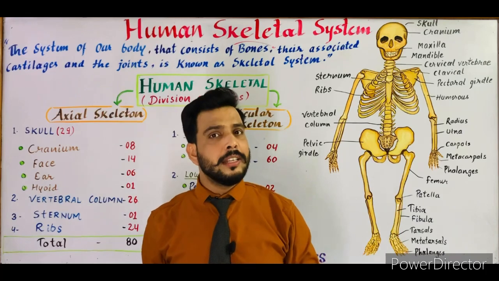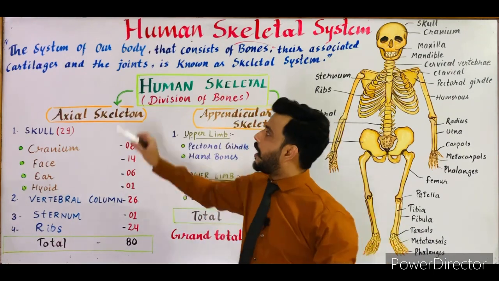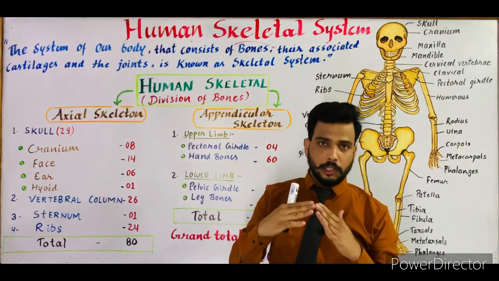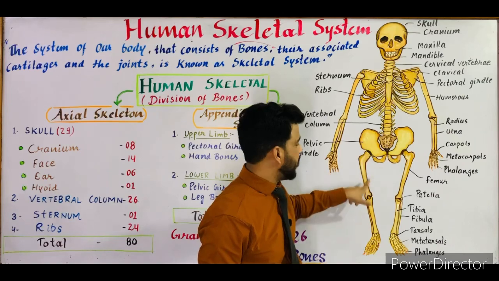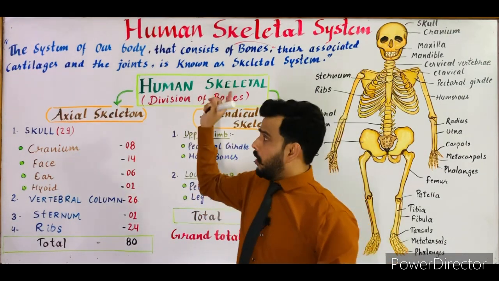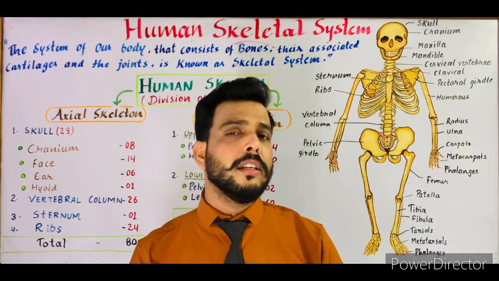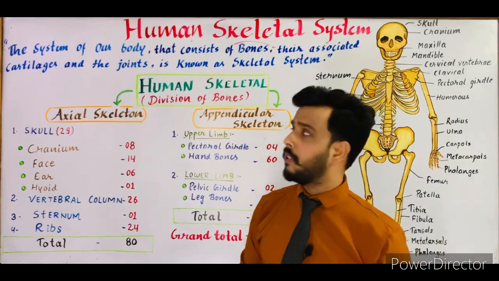Now what is the cartilage? Cartilage is a structure which joins two different bones. So the bones, the cartilage and their joints. There are different kinds of joints which are present in the body. So as you can see, these are the joints. So the system of our body which consists of bones, cartilage and the joints is known as the skeletal system.